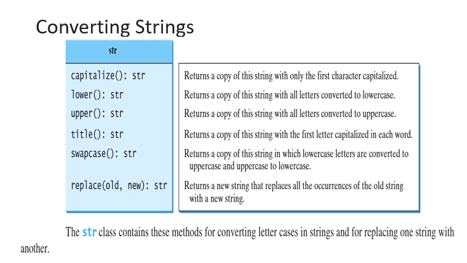Converting strings. capitalize returns a copy of the string with only the first character capitalized. lower returns a copy of the string with all letters converted to lowercase. upper returns a copy of the string with all letters converted to uppercase. title returns a copy of this string with the first letter capitalized in each word. swapcase returns a copy of this string in which lowercase letters are converted to uppercase and uppercase to lowercase. replace(old, new) returns a new string that replaces all the occurrences of the old string with a new string.